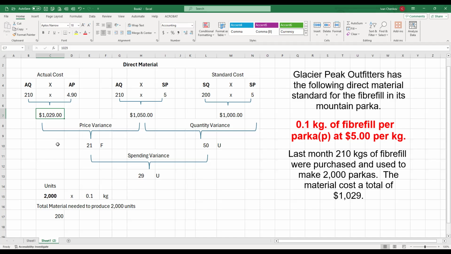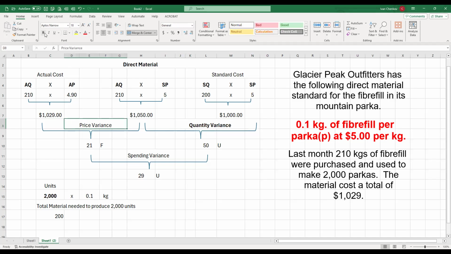So once we know this, the other thing that we have to do, as every human being, when we see something which we don't like, we have to find somebody to blame. Or in other words, to find somebody responsible. Now, for the quantity variance, the responsible person will be the production manager.